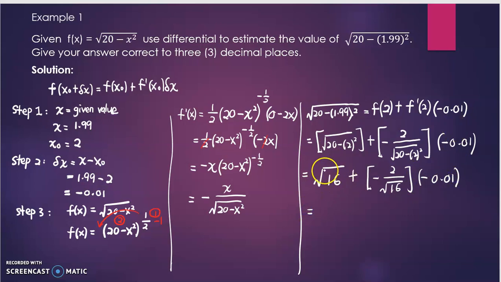Next, the square root of 16 is 4, plus negative negative. Now I multiply this part: negative times negative is positive, 2 times 0.01 is 0.02, over the square root of 16, which is 4. Finally, using your calculator, 4 plus 0.02 over 4 becomes 4.005. So this is the answer correct to 3 decimal places: 4.005.